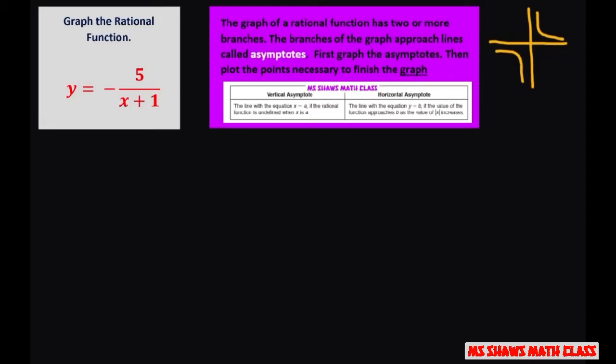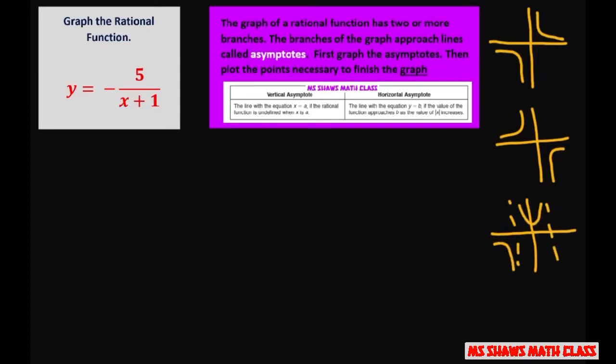You have two little branches like that. Sometimes they'll be like this. Sometimes they'll have more branches, so they might have something like this. So that kind of gives you an idea. This one's either going to look like this one or this one. So that gives us an idea of how we're going to graph this.